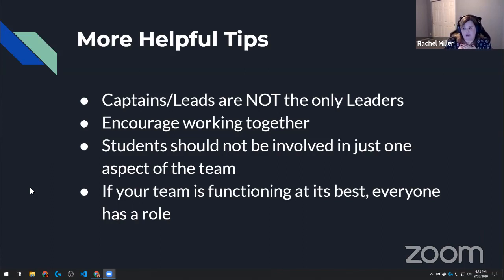I believe that students should be involved in every aspect of the team. Yes. Actually, we have one quick question we'll do real quick before I go on a tangent about why everyone should be involved in everything on the team. Thanks, Sam, Rachel. No problem.